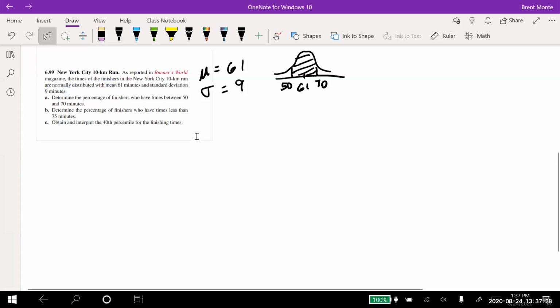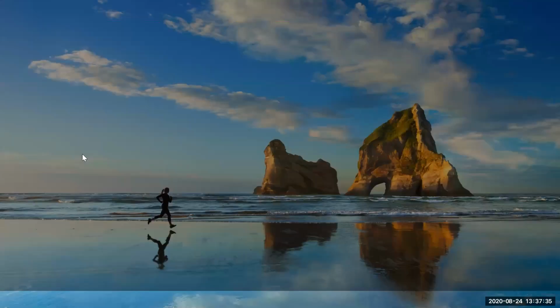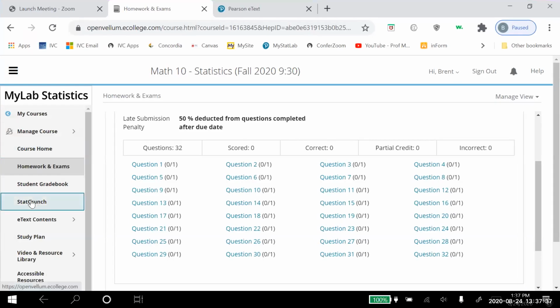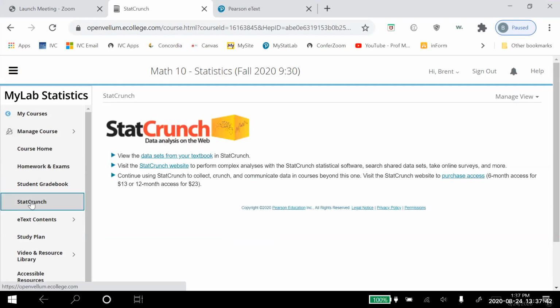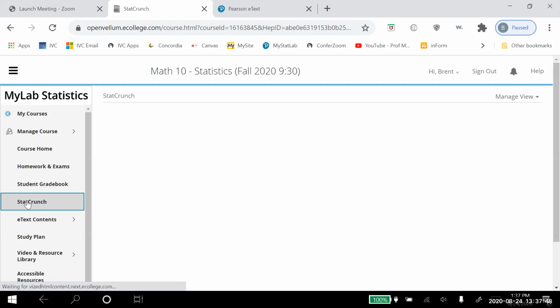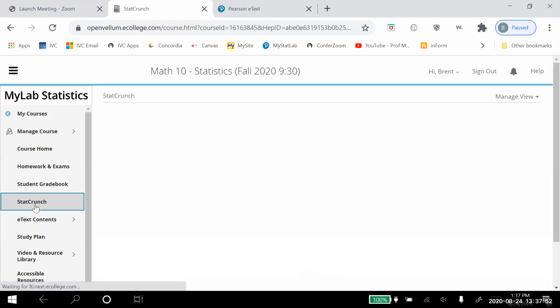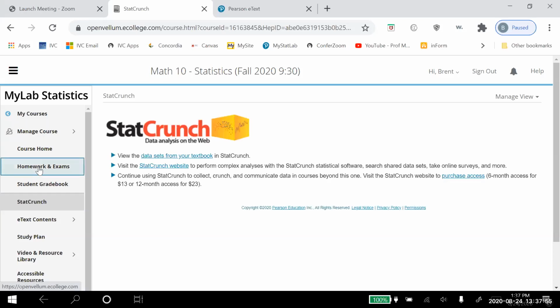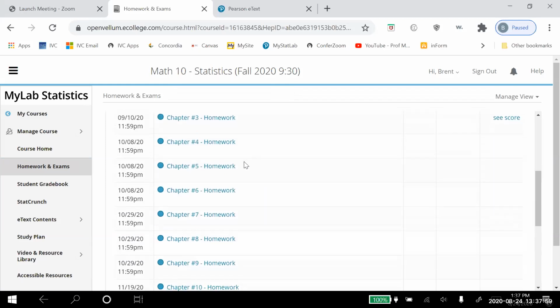So all we're going to do is jump into StatCrunch to do this. So let's go here. Let's jump into StatCrunch. I've got these values up here. I'm just going to open up StatCrunch. Sometimes it'll give us this message and say, hey, you have to buy access. Well, I already have access. So sometimes we just have to press the button again. And it didn't come up. Let's try one more time. If it doesn't come up, which it's not, we'll just go into homework and exams. We'll pull it up from there where we've done it before.